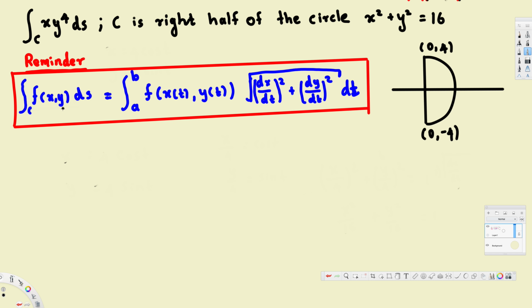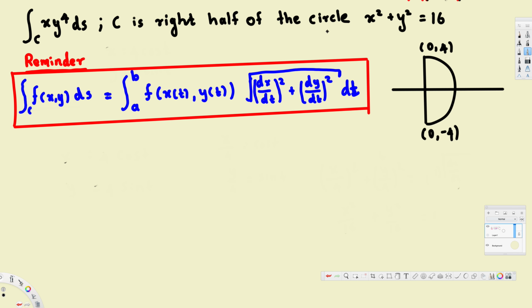And also, when we do the line integral, we have to parameterize this x y variable with respect to t. Now that's what we are going to do for this question. Here the given function is x y to the power 4. This is our f of x y. Now we have to parameterize the x y variables with respect to t.